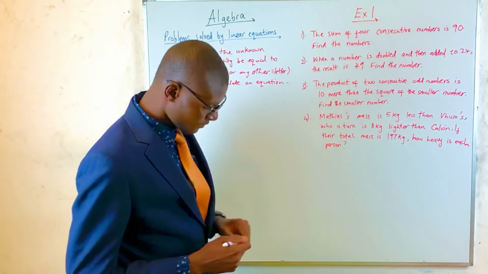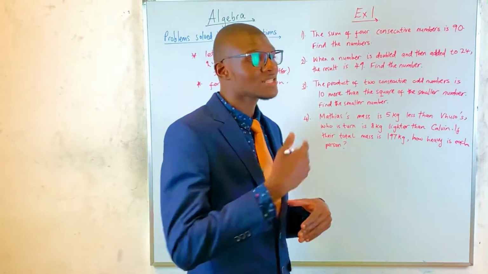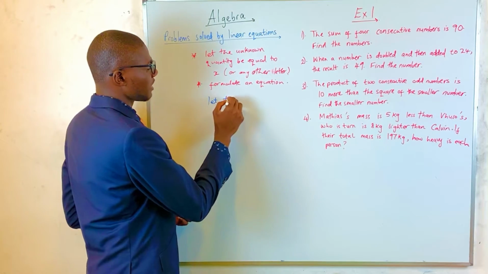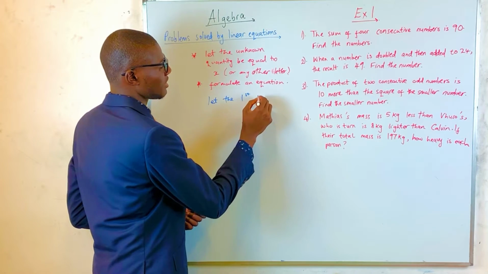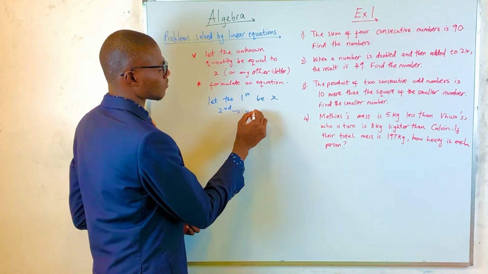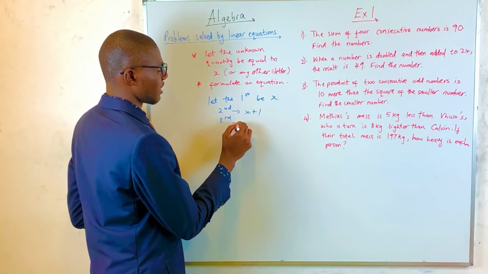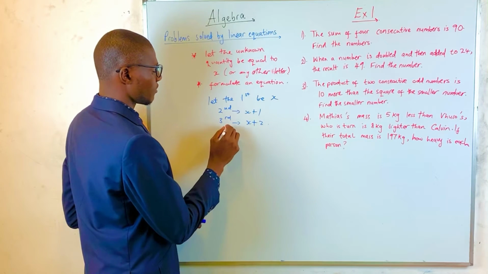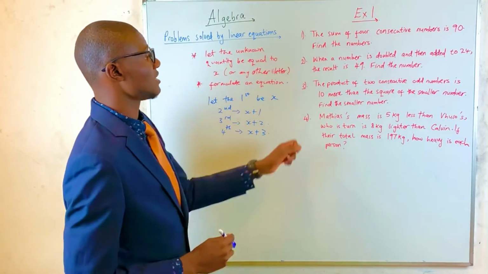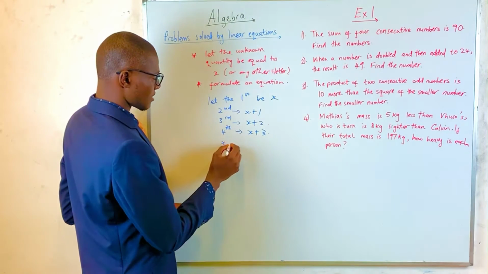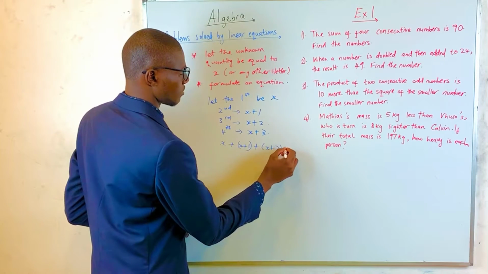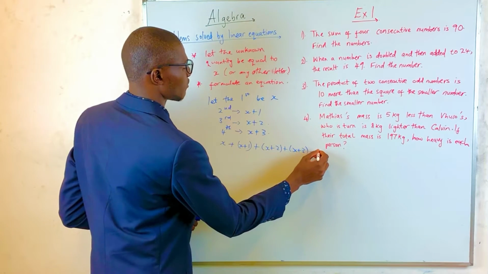The first question says the sum of 4 consecutive numbers is 90. Find the numbers. First of all, consecutive numbers are numbers that are one after the other. So if we let the first number be x, the second will be x plus 1, the third x plus 2, and the fourth x plus 3. We are told the sum of these numbers is 90. So x plus 1 plus x plus 2 plus x plus 3 should be equal to 90.